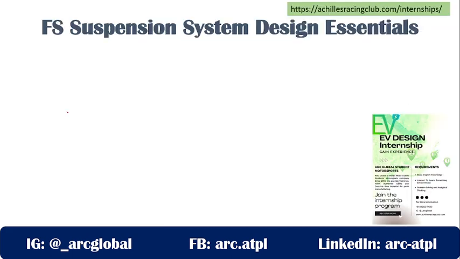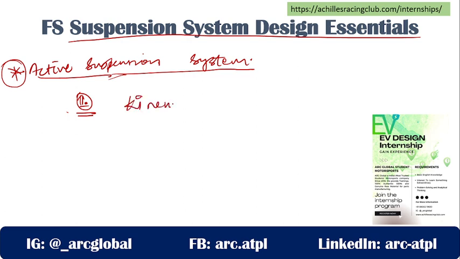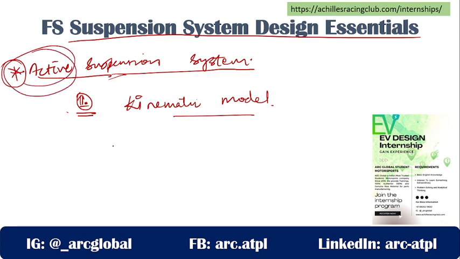Let's move ahead. So I just told you why you require the suspension system in your vehicle. Let's dwell deeper. Active suspension system. Now, when you're going to design the suspension system for your vehicle, what all parameters do you need to remember? What all parameters do you need to work on? The very first thing is that you need to develop a kinematic model.